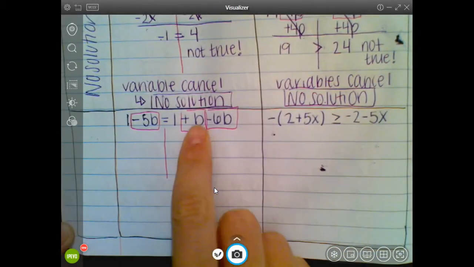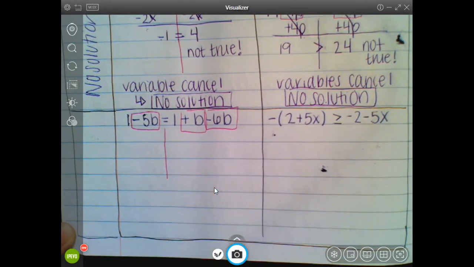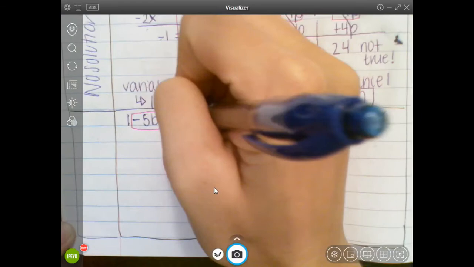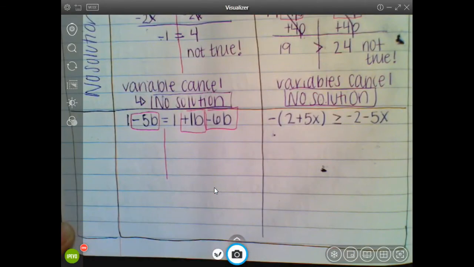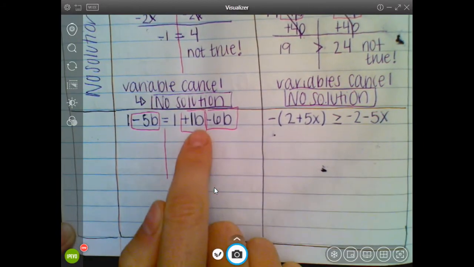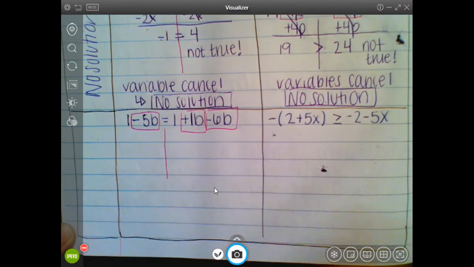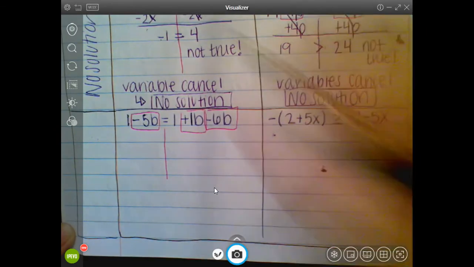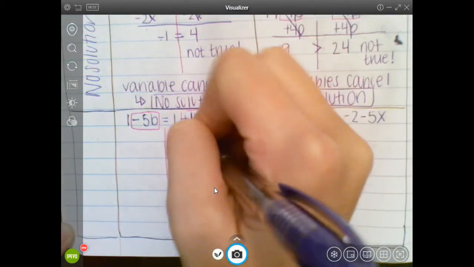Oh, what does it mean when there's just a variable and no number? That means there's an imaginary number in front of it. Remember, it's always a 1. So I always say add a 1 so you don't get confused. So on this side, there's no like terms. But on this side, there is. There's a 1b minus 6b. So if you do 1b minus 6b in the calculator, you're going to get negative 5b.